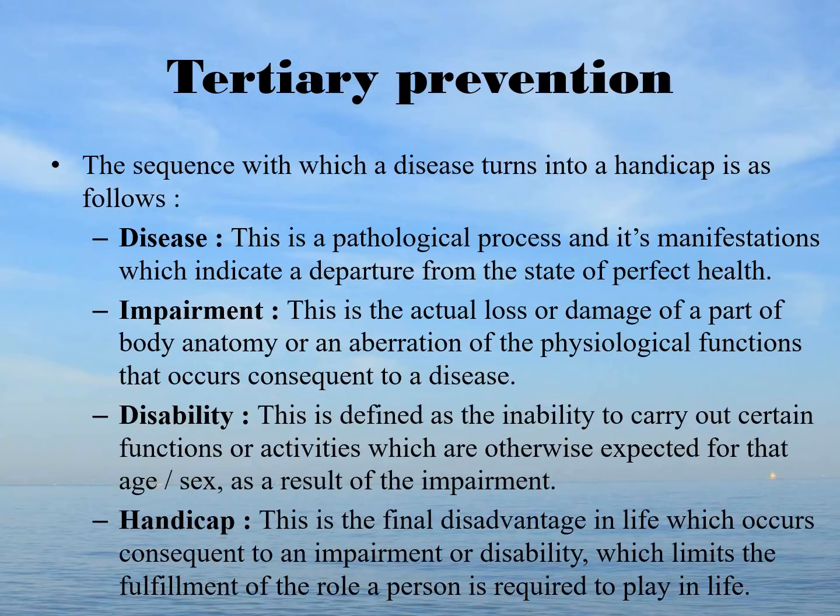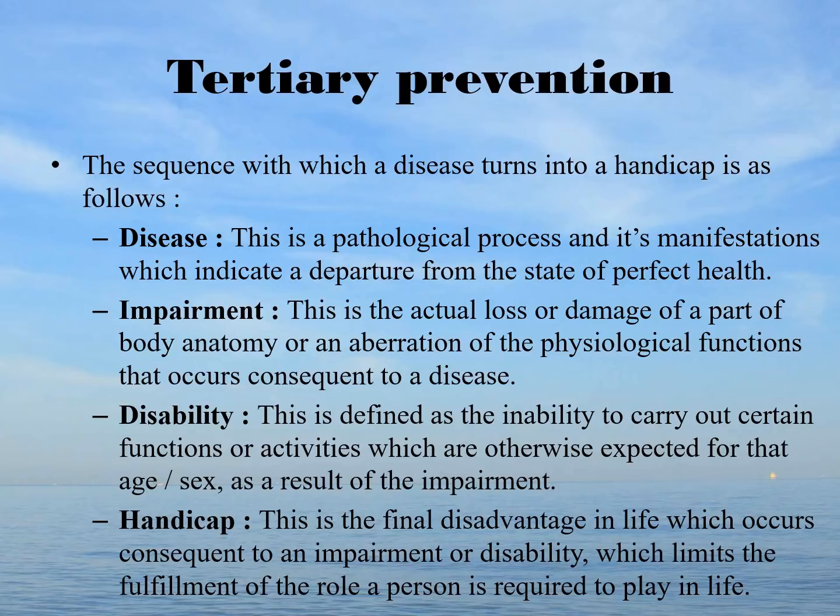The sequence with which a disease turns into a handicap is as follows. Disease: it's a process and its manifestations which indicate a departure from the state of perfect health. Then you have impairment. This is the actual loss or damage of a part of body anatomy or an aberration of the physiological function that occurs consequent to a disease.